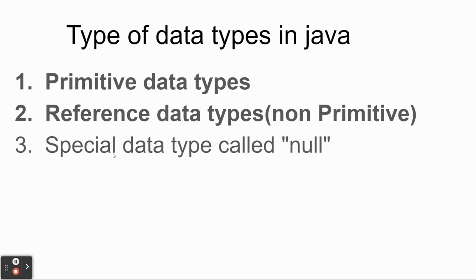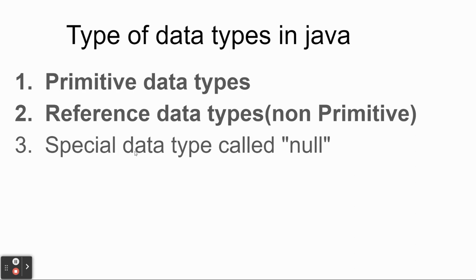For Java, there are two types of data types available. The first is the primitive data type, and the second is the reference data type, or you can say the non-primitive data type. There is one third type as well, called the special data type, which is mainly for null. But you can say two types of data types are available: primitive and reference.